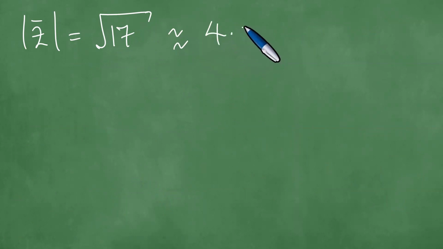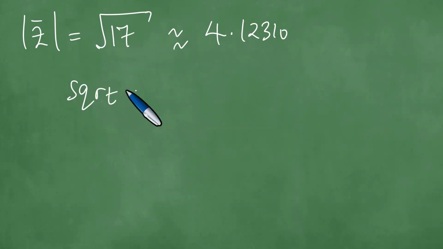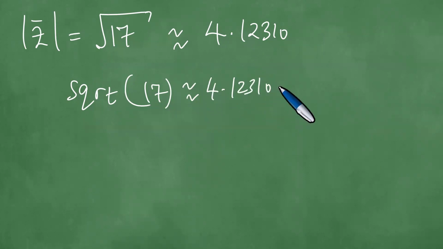So 4.12310 is the square root of 17. But now the question is, how can that system take the responses? Because there are many ways in which one can type in this answer on a computerized assessment. So you can do SQRT 17. SQRT 17 is obviously irrational, but you'd have that it is approximately this.